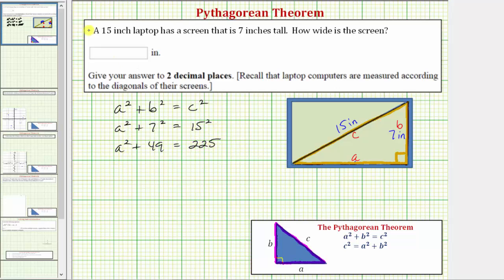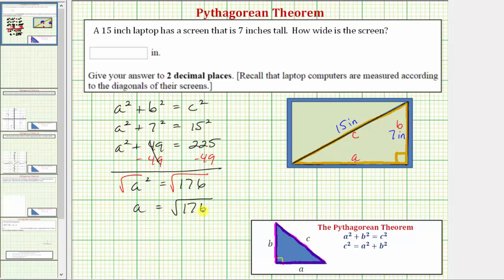Next step is to isolate a squared. So we subtract 49 on both sides. Simplifying, we have a squared equals 225 minus 49 is equal to 176. To undo the squaring and solve for a, we'll take the square root of both sides of the equation. Solving algebraically, we'd have 2 solutions for a, a positive and negative value. But for this application problem, because a is a length, we know a is positive. So we'll take the principal square root of both sides of the equation. The square root of a squared equals a. So a equals the square root of 176.